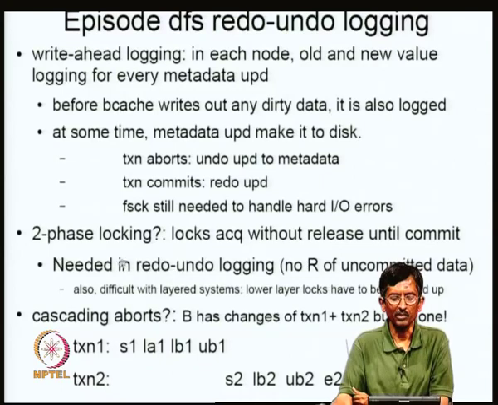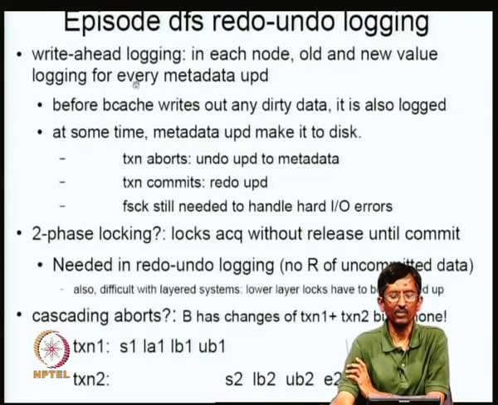I made a mistake here. It should be redo-only logging. This is not correct. It should be redo-only logging. There is another problem with two-phase locking, which is that it's also difficult in layered systems. So two-phase locking is not advisable in redo-undo logging, but it's required in redo-only logging, basically because you can't have a read of uncommitted data.